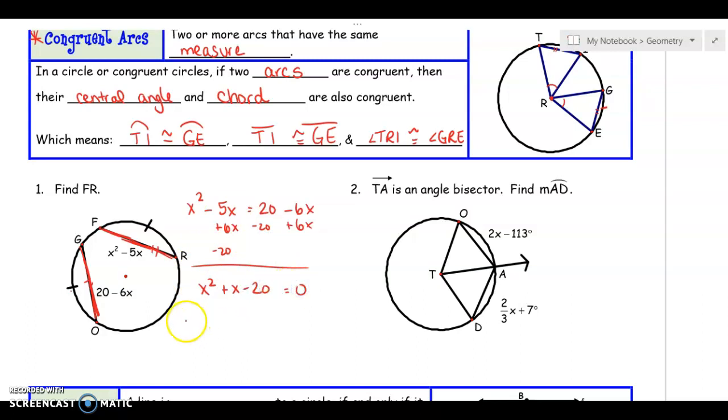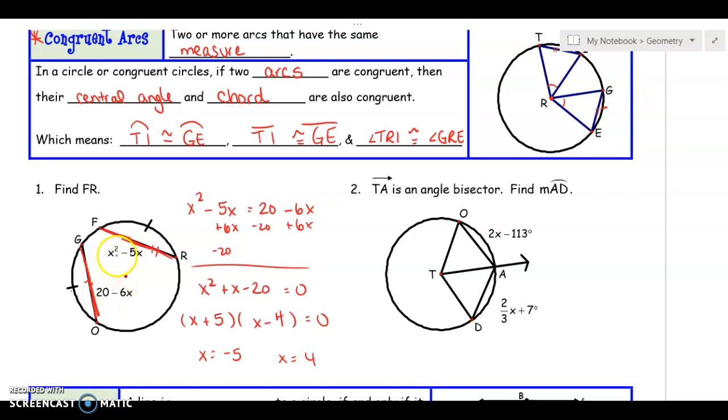And then you got to factor it. Two numbers that multiply to be negative 20 and add to be 1 are going to be x plus 5 and x minus 4. 5 times negative 4 is negative 20. 5 plus negative 4 is 1. Set them equal to 0, you get x equals negative 5 and x equals 4. From there, you want to plug it in and make sure that it works.